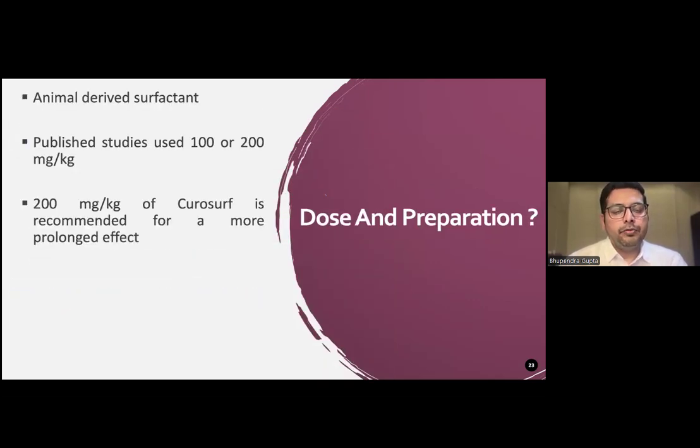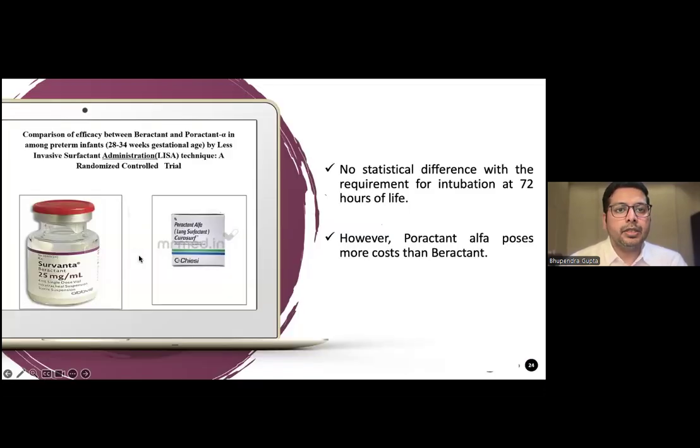Now, which surfactant is best and what would be the groups? As per the European guideline on RDS, they have recommended Curosurf as the better option because the volume is less, 2.5 ml per kg. Because in LISA, there is a tendency of reflux. So if the amount of surfactant is less, then the amount of reflux will be less. So they have given the recommendation that Curosurf is better for LISA.